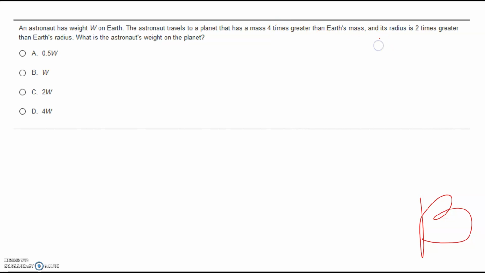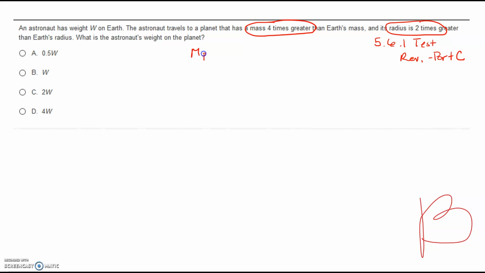Okay, so this is, again, 5.6.1 test review. This is part C. And this is very much like the last one that we did, except that the mass is 4 times greater and the radius is 2 times greater. So I'm going to do the same thing.